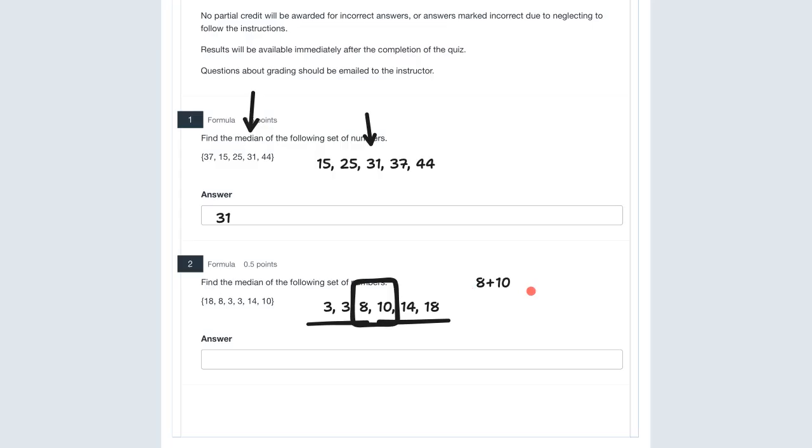Let's make it a fraction right here, right? And divided by 2. This is 18 divided by 2, which is better known as 9. And 9 is halfway between 8 and 10. So 9 in our box here.